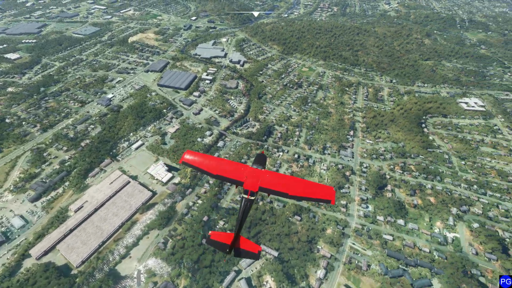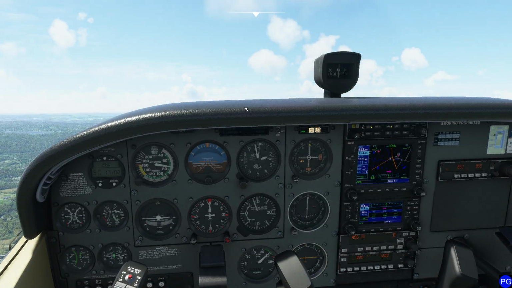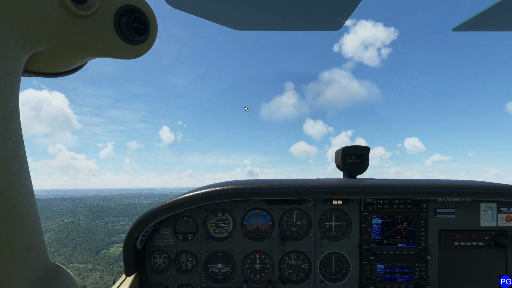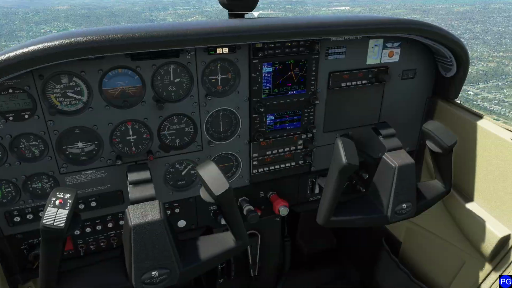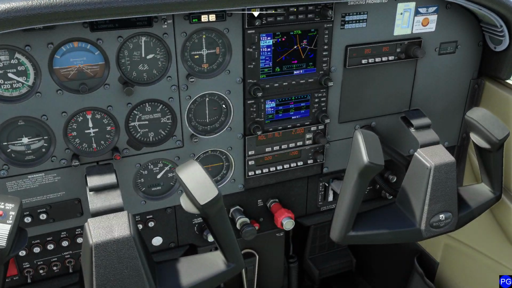We do know roughly what the direction is. So the next thing I like to do, and this works really well in the real plane, is shut off the autopilot, level ourselves off here at about 2,000 feet, flip it back on real fast, and go ahead and put our altitude hold on.